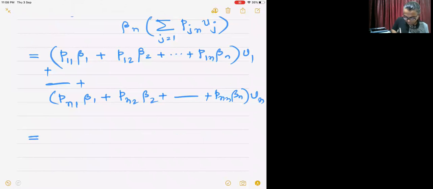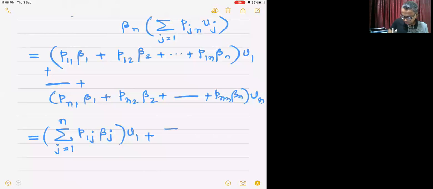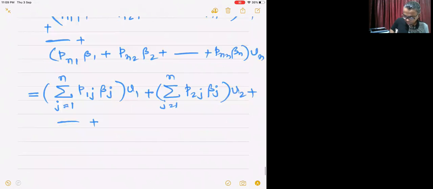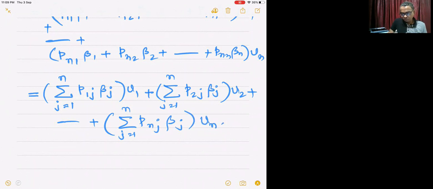This you can write with summation, j going from 1 to n, P1j beta j into V1, plus summation j going from 1 to n P2j beta j V2, plus dot dot dot plus summation j going from 1 to n Pnj beta j into Vn. That is the expression, right?